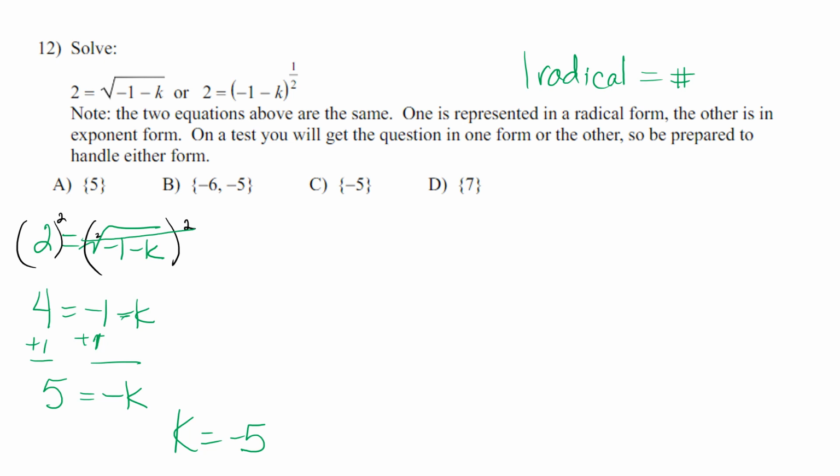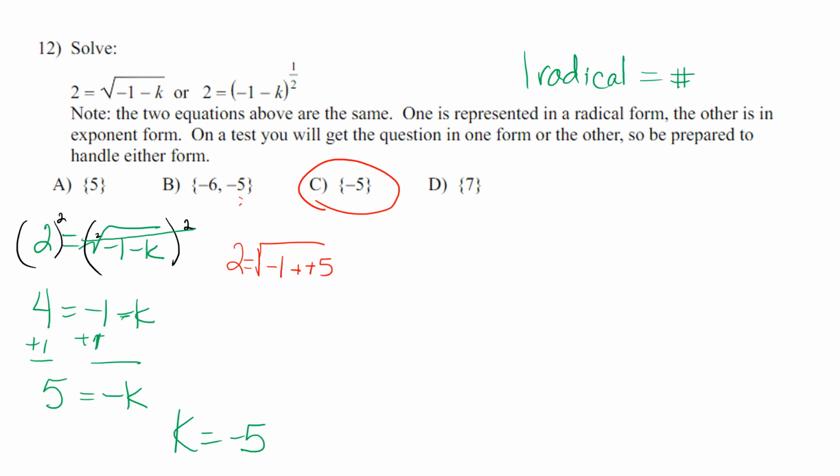Okay, so a quick check to make sure that that works. That is an answer choice, so it should work. It's also in another one too, so we just want to make sure we didn't get two solutions. When we double check, 2 equals, does that equal the square root of -1 minus -5?